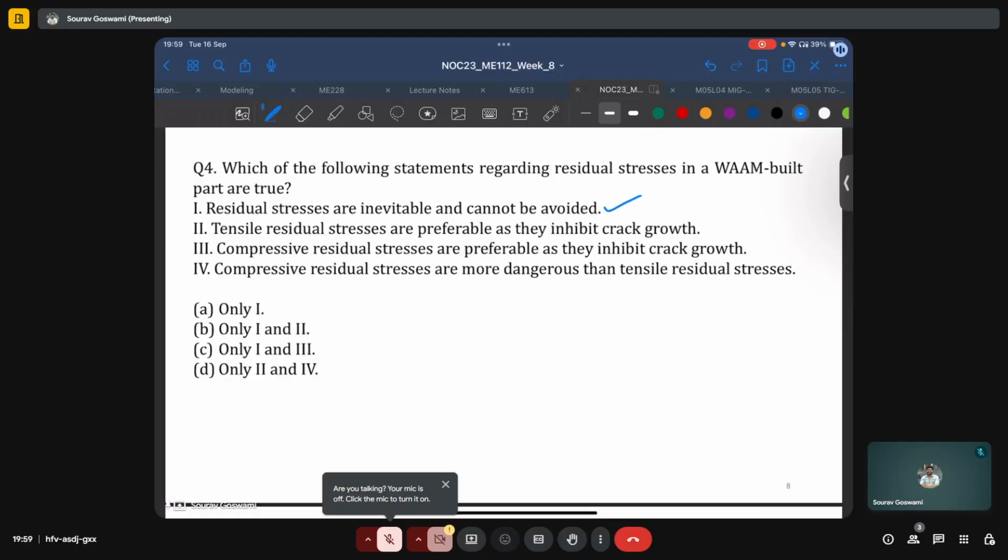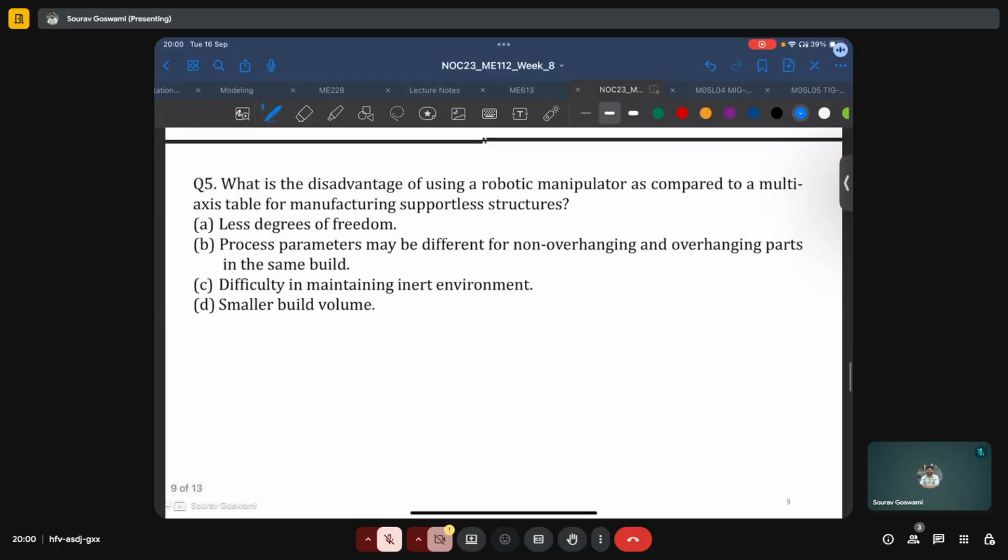Tensile residual stresses are preferable as they inhibit crack growth. This is wrong because if there are tensile residual stresses in a part, then it will tend to open up any pre-existing crack and it will make the crack propagate even further. So they cannot be preferable. On the other hand, compressive residual stresses are preferable because they will have the reverse effect and they will inhibit crack growth. And because of this reason, compressive residual stresses are preferable and less dangerous than tensile residual stresses. So options 1 and 3 are correct for the question. Option C is the correct answer.